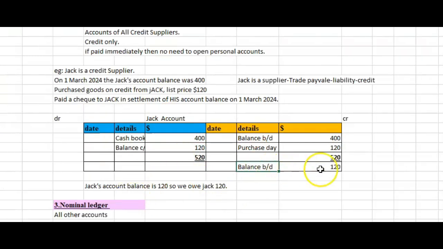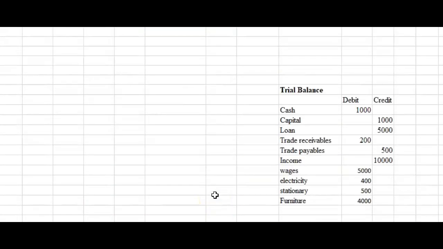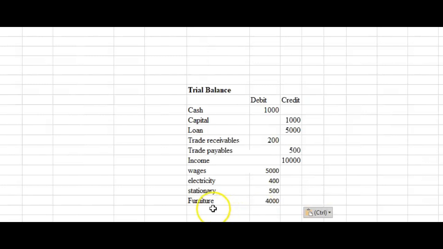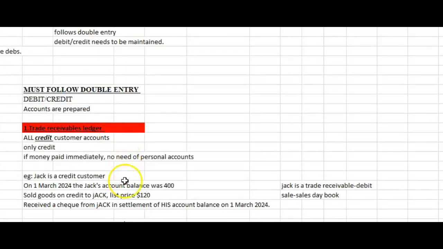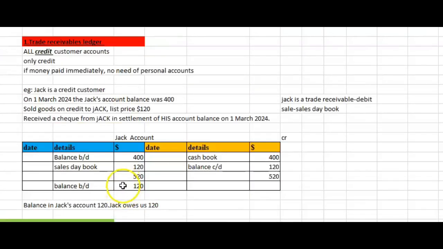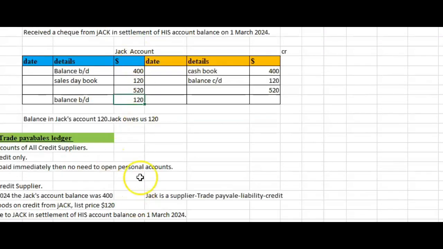Each account balance is entered on the correct side. For example, if we look at the ledger account of J as a supplier, he is a trade payable. Since trade payables are liabilities, the final balance of 120 is taken from the credit side of J's account and entered in the credit column of the trial balance. However, if J is a trade receivable, the balance would be entered in the debit column of the trial balance. In the same way, the final balances of all other accounts are entered under the appropriate debit or credit columns.